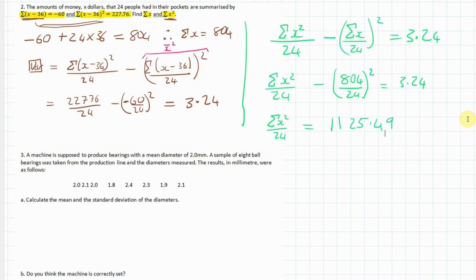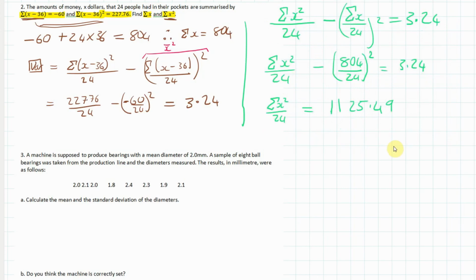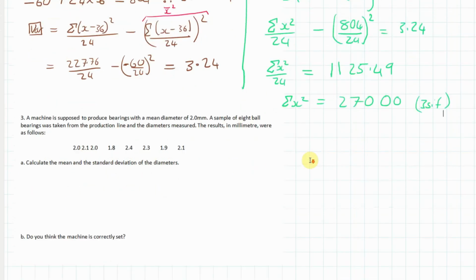1125.49. Okay, at this point you can see that there's only one more step to go, and we just need to times both sides by 24. So I'm getting sum of x squared equals, what's this, times 24? A big number, 27,011. But to three significant figures, we can just say 27,000 to 3 SF. Okay, I hope that makes sense. These coding ones are a little tricky at first, but you'll get the hang of them.